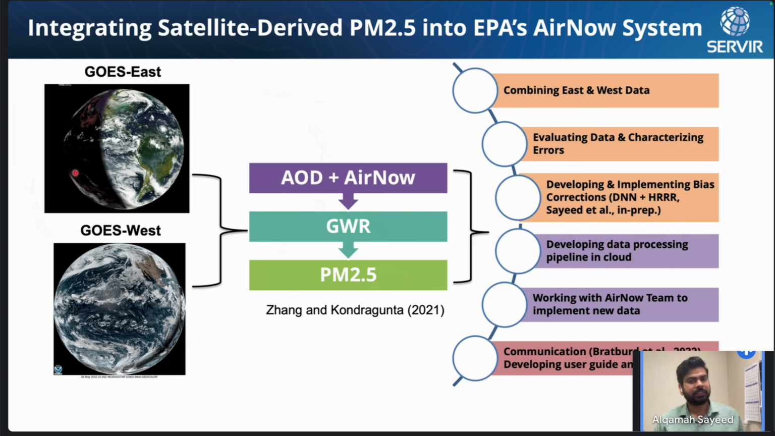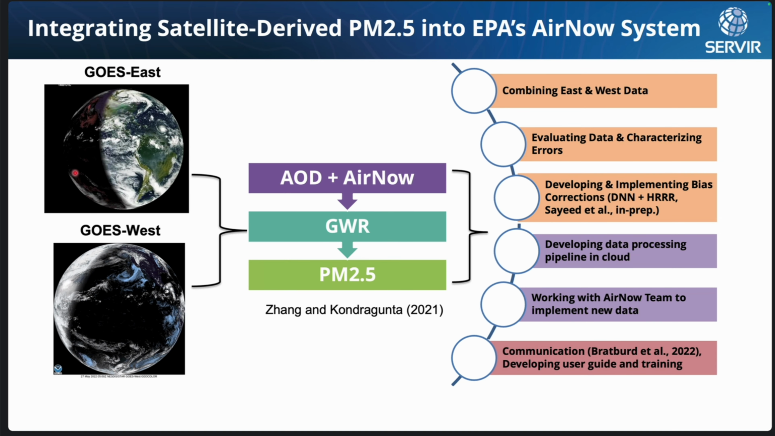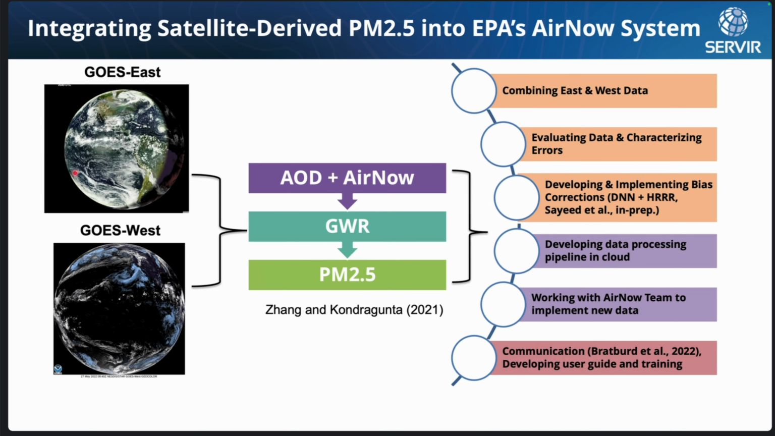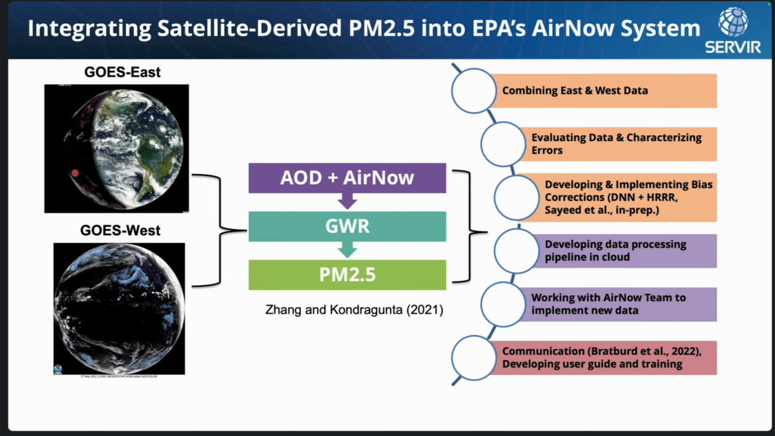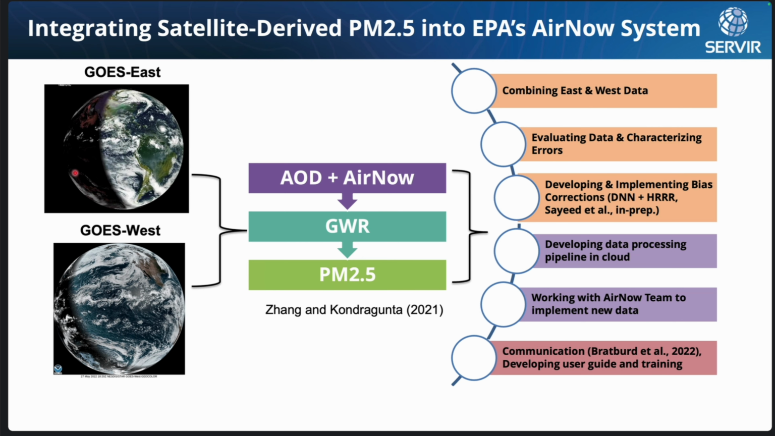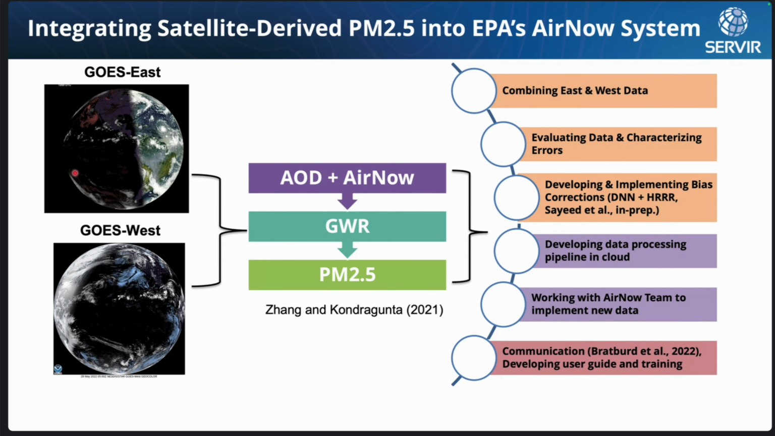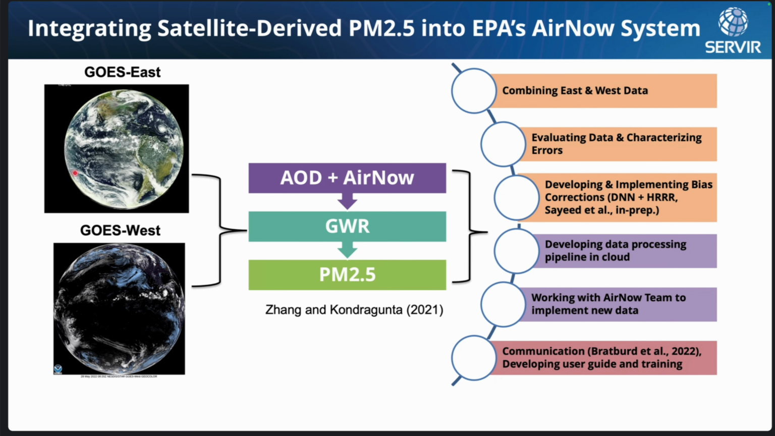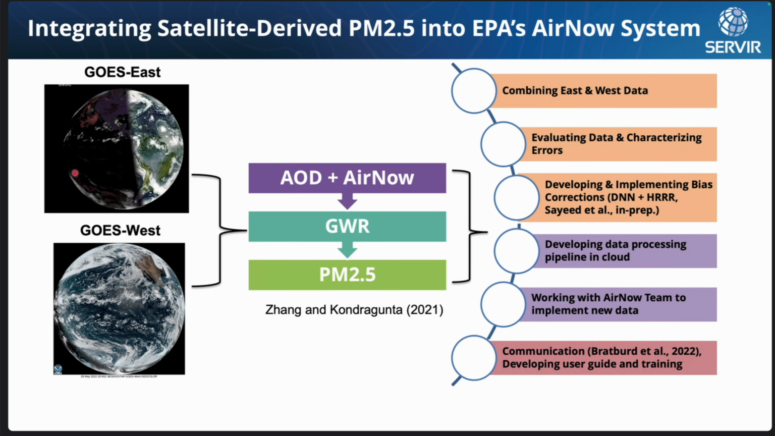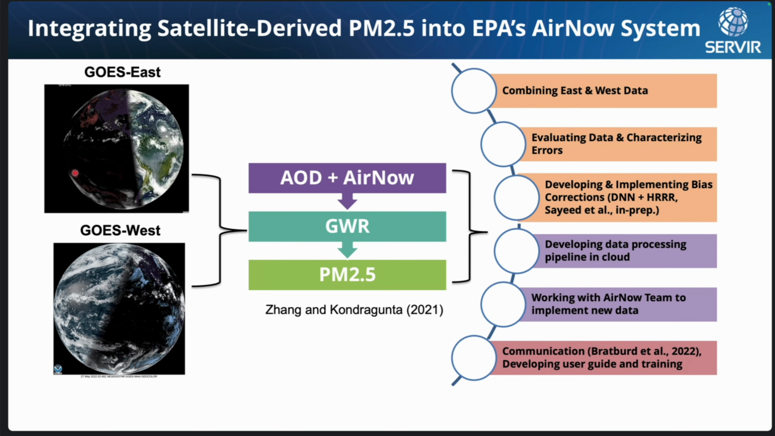First, a little bit brief about the GOES-R series. The GOES-R series is a set of geostationary satellites, GOES East and GOES West, looking at the US from the east and west respectively at all times during the day. The first step in this project was to combine the data coming in from GOES East and GOES West and evaluate it.